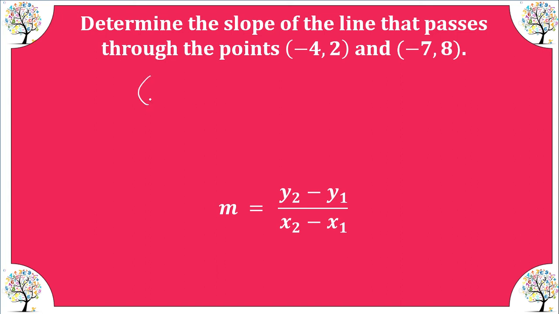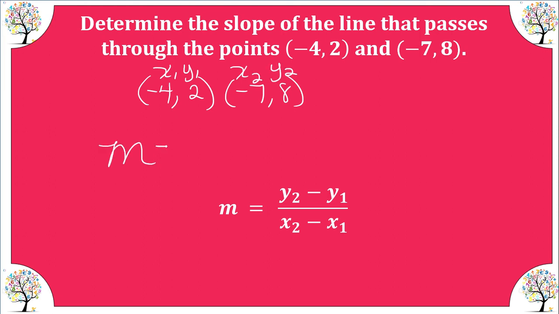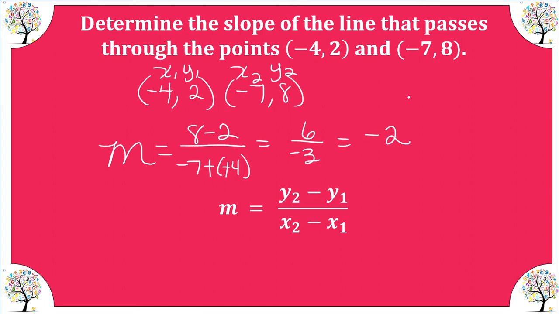Okay, now we just have these 2 points. We'll just do a few of these because I think by now you see how easy this is. You just have to be careful and make sure you insert each value in the right spot of your formula. So we have 8 minus 2 over -7 minus -4, and that equals 6 over -3, and that gives me -2. So this line slopes down.